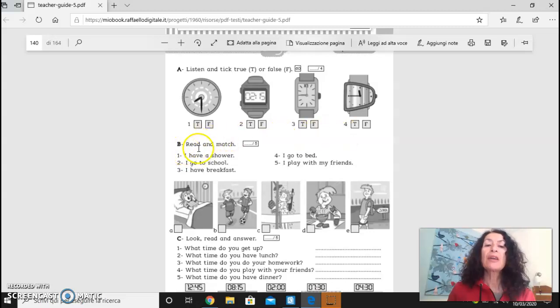B. Read and match. I have a shower. I go to school. I have breakfast. I go to bed. I play with my friends. So, you read again and match. Write the number in the pictures.